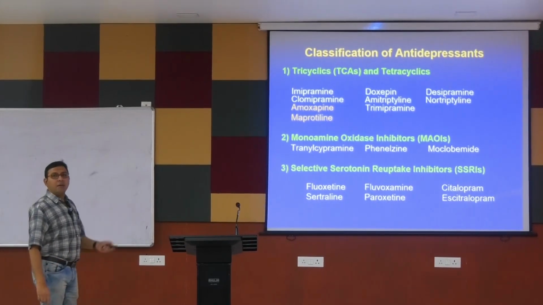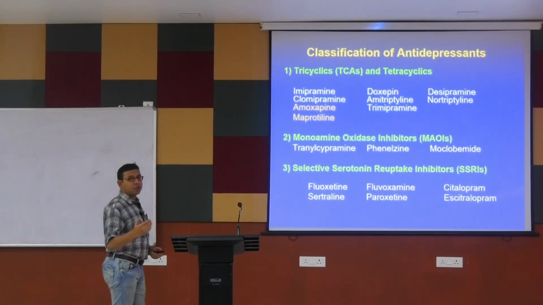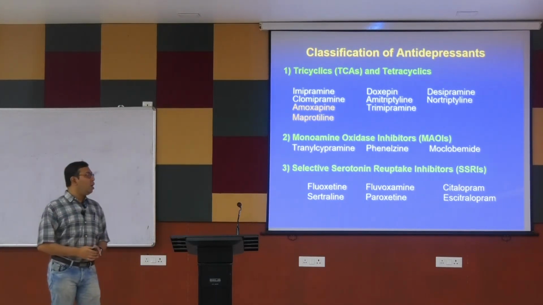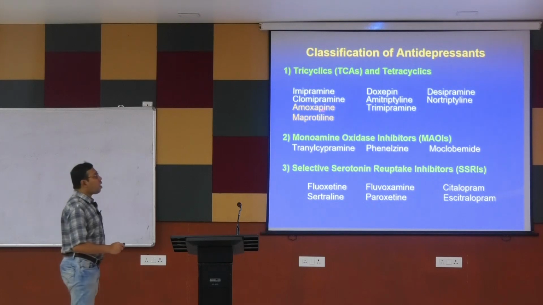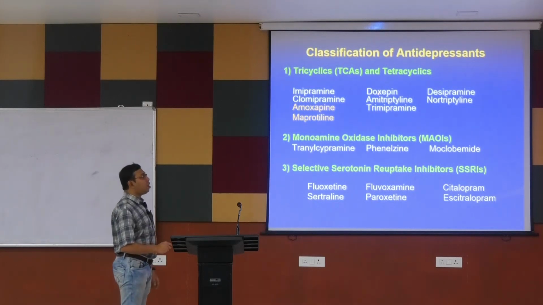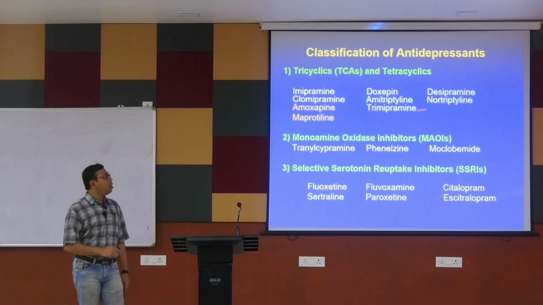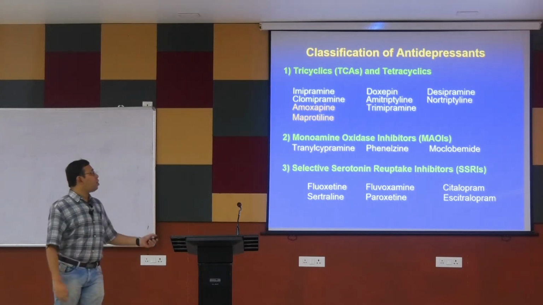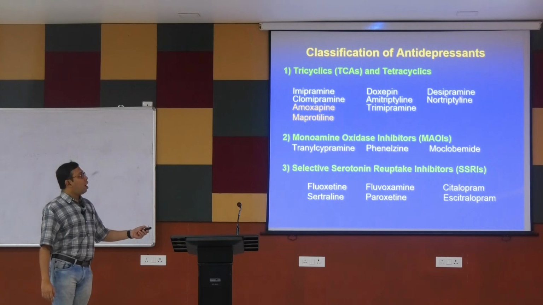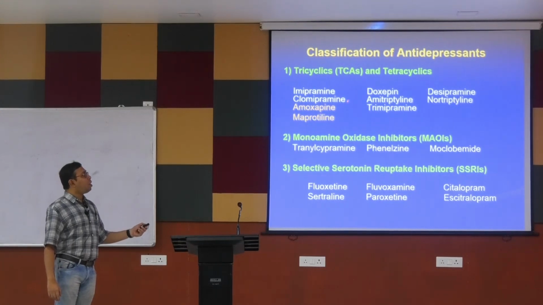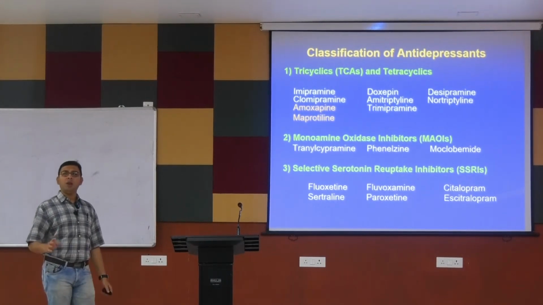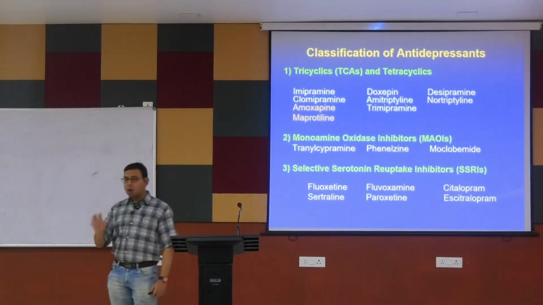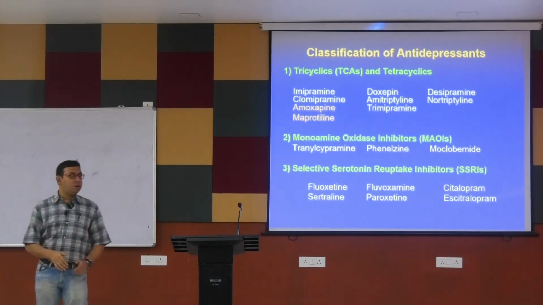Tricyclic antidepressant and tetracyclic antidepressants is the next group of drugs that was discovered and very indiscriminately used. There are different other drugs like imipramine, clomipramine, doxepin, amitriptyline, trimipramine, desipramine, nortriptyline. Of this, you can see this amitriptyline, nortriptyline, imipramine, clomipramine, these are very commonly used even nowadays in different types of the other diseases. Not only depression, but different other diseases we will discuss.